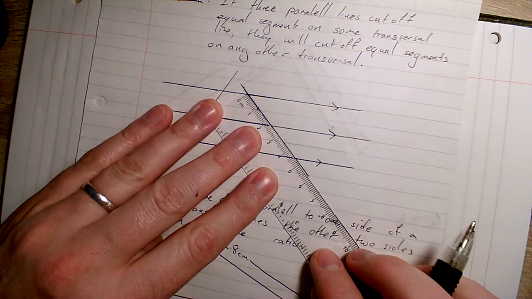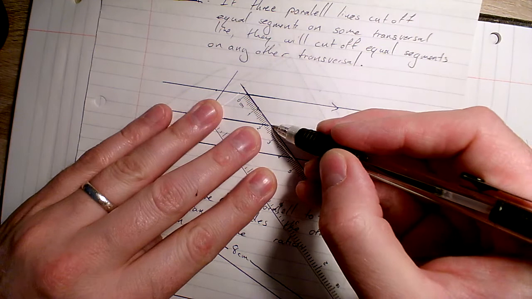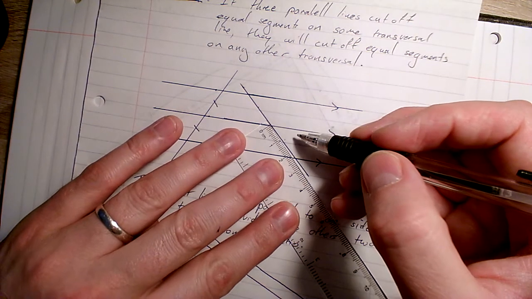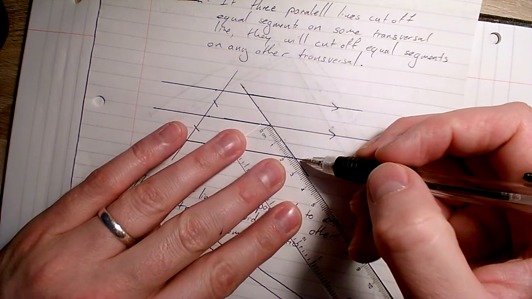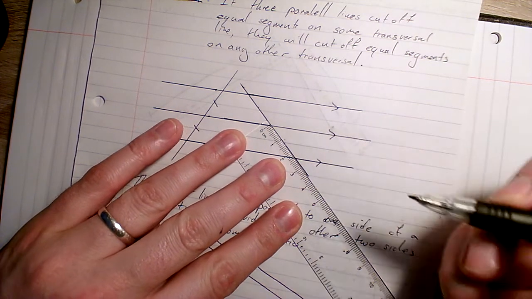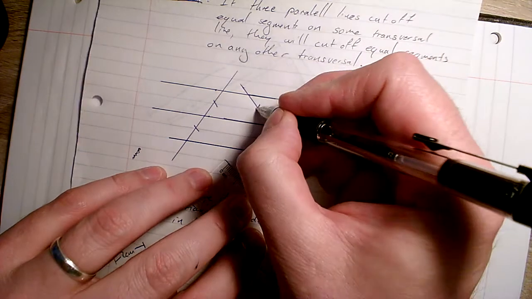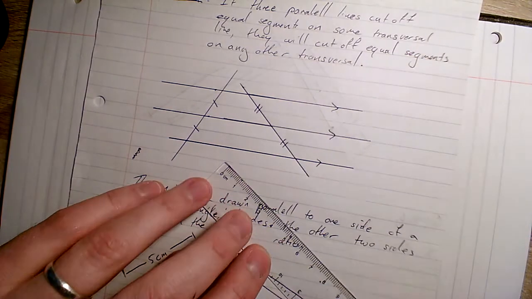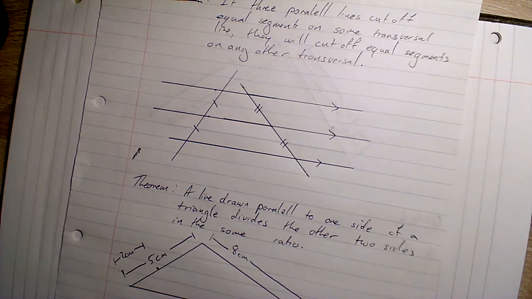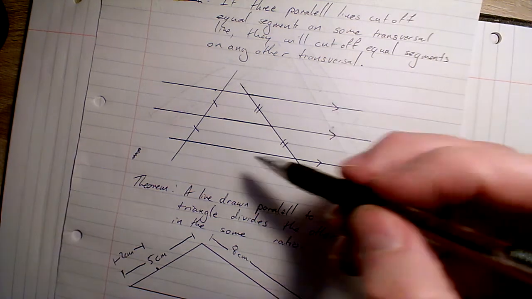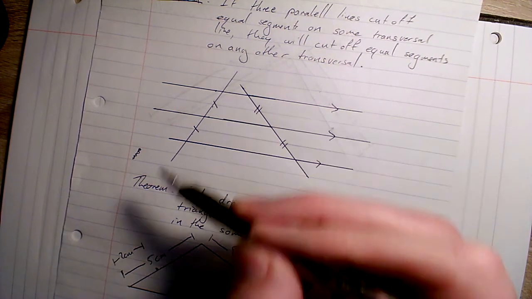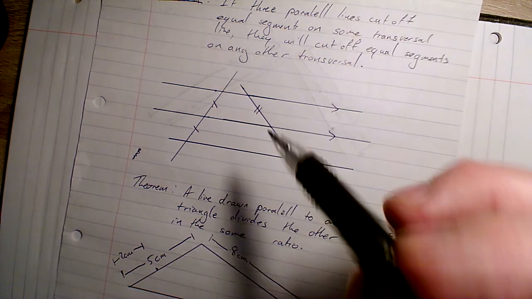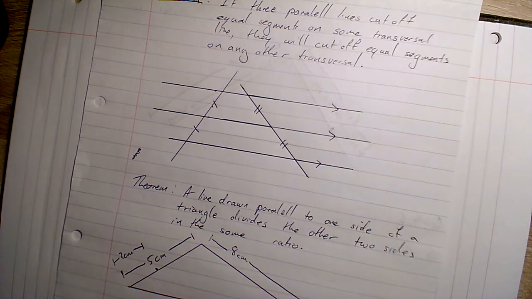Well, that looks like it's about 23. And this here, 23 as well. So these two segments are the same length. So that's what our first theorem says. It says if you have parallel lines that cut off equal segments on one transversal, then any other transversal will also be cut into equal segments.